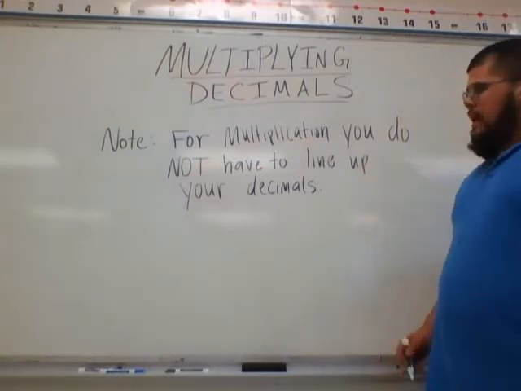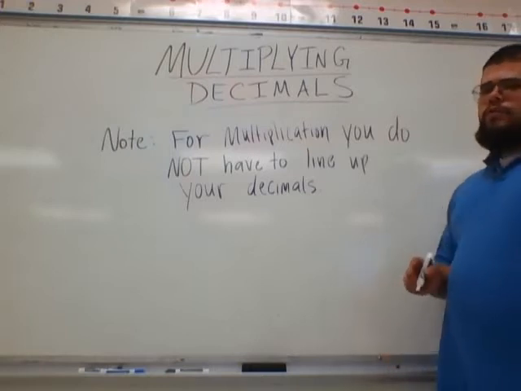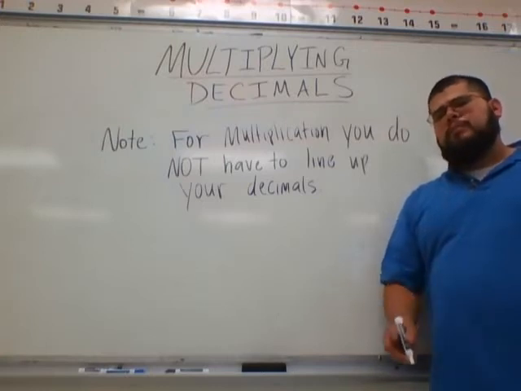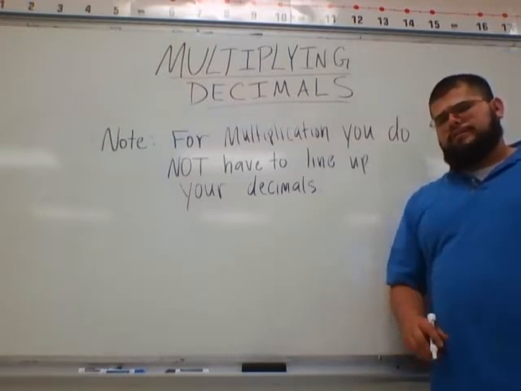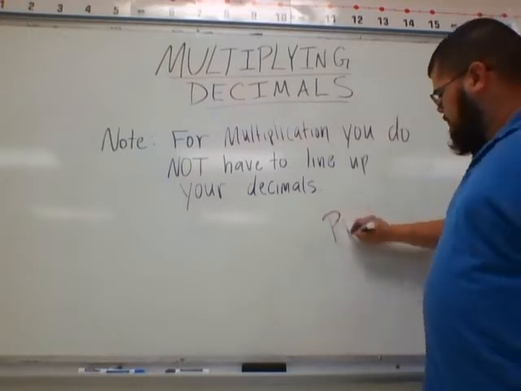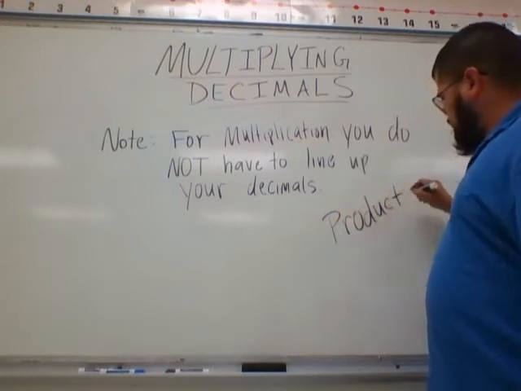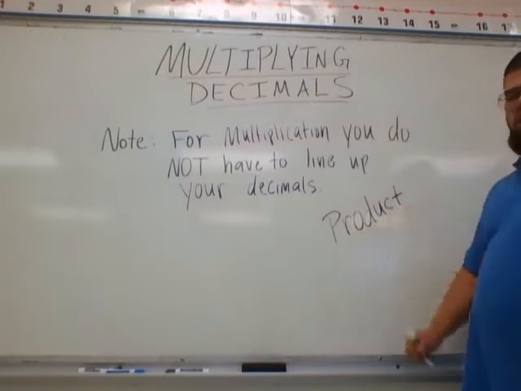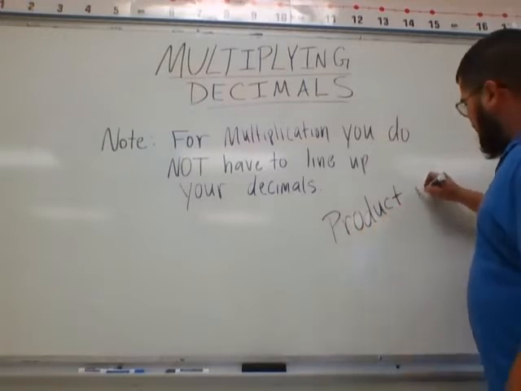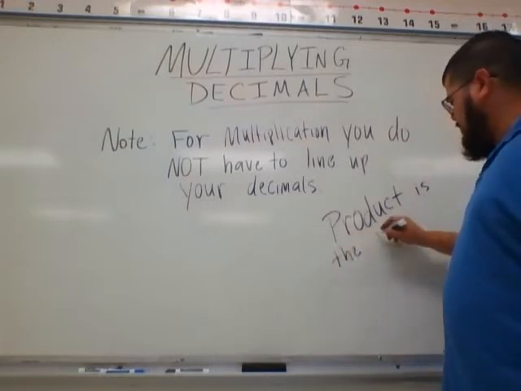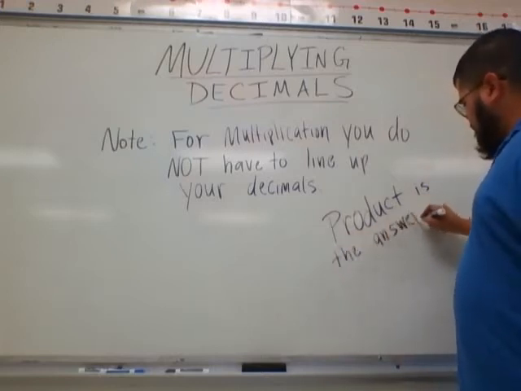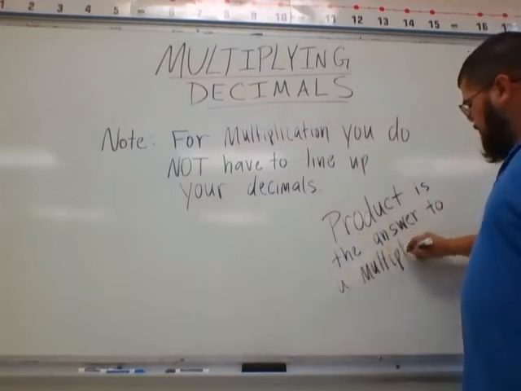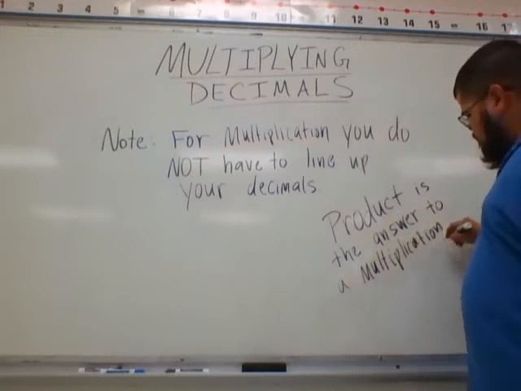Now the next thing we're going to talk about is that key word, which you've heard before, called product. Product is the answer to what type of problem? What type of operation? Write it right here. Product. P-R-O-D-U-C-T. Product is the answer to a multiplication problem.